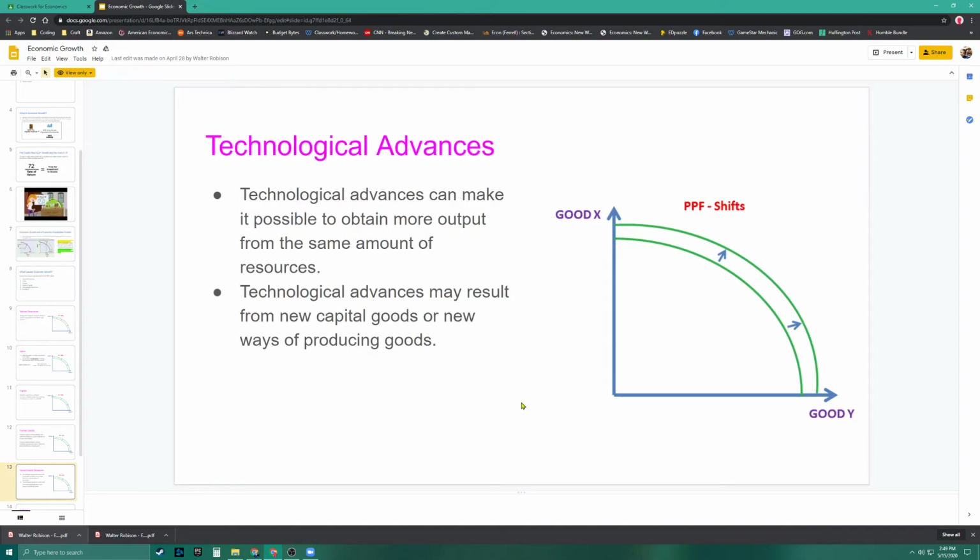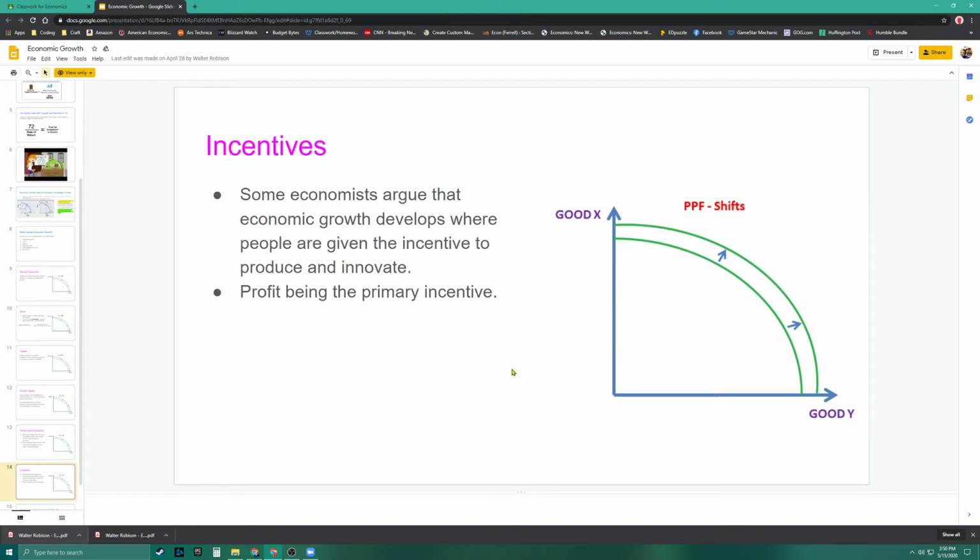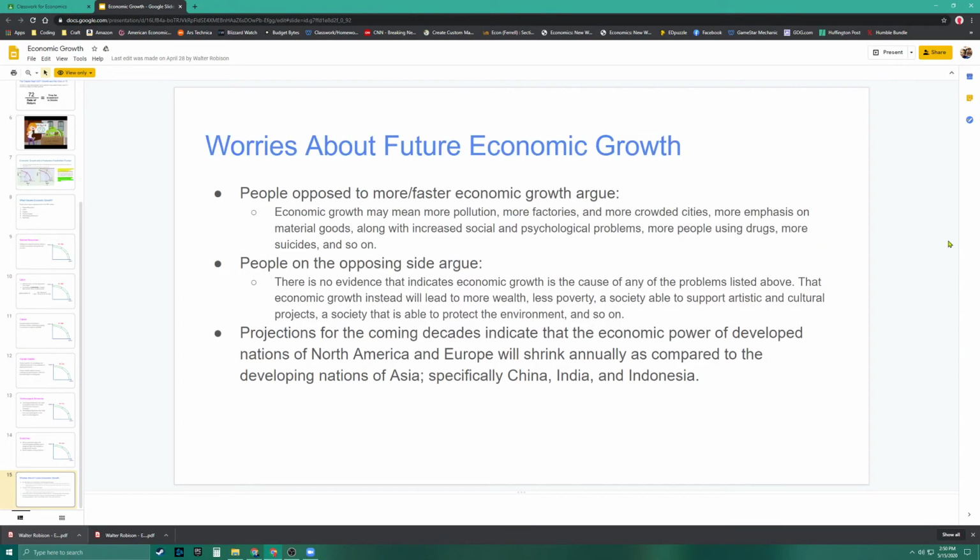Then we have technological advances, which we've talked about. Usually these things are going to result in some sort of new capital good, which is going to create an increase in efficiency. Then we have incentives. Usually the biggest one is profit. Like if you create more of something, you're going to make more money, and that's an incentive in and of itself.